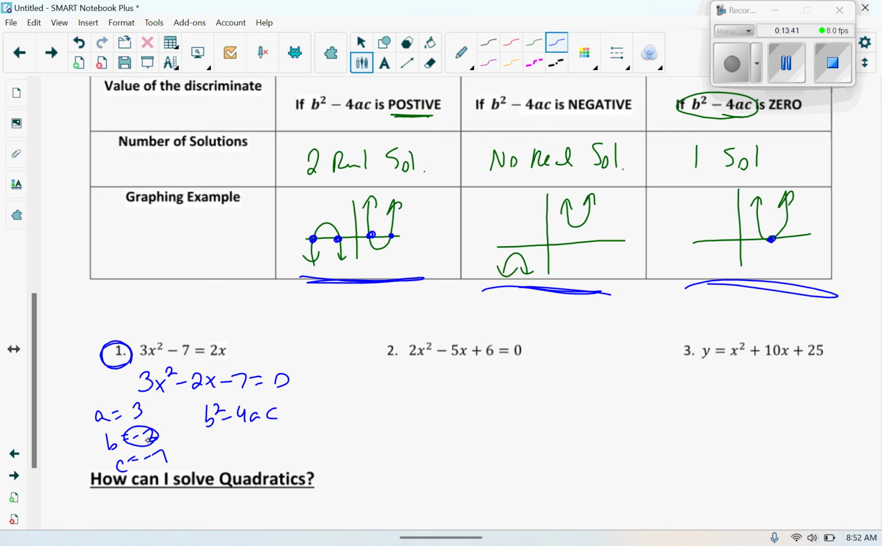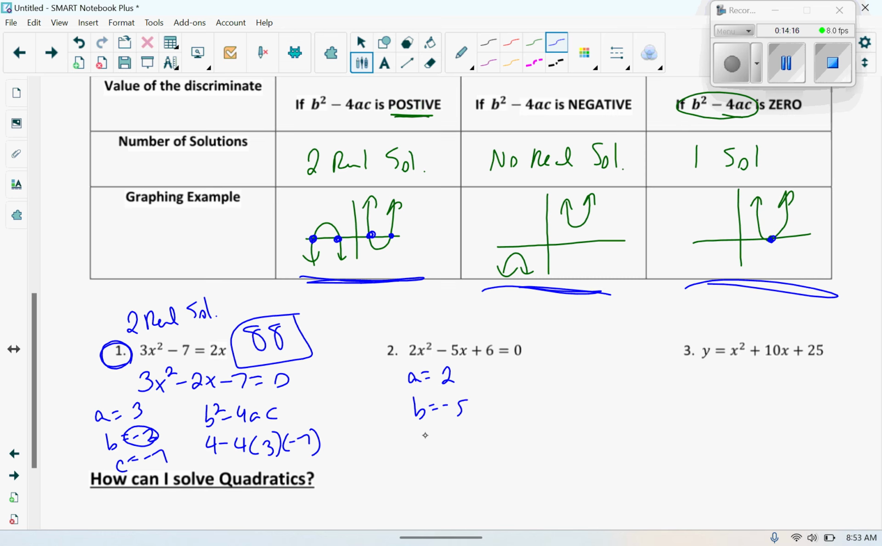So b squared, remember that's always positive, so that's 4 minus 4 times 3 times negative 7. That ends up being an 88. Okay, so this is called my discriminant. So I found the discriminant, and then it'll say, describe the number of solutions, and I'm going to say 2 real solutions. Okay, let's do the next one.